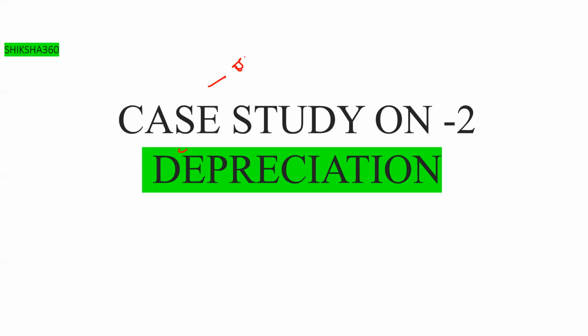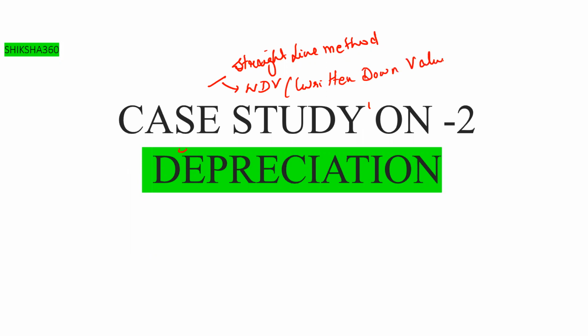Two types of depreciation: one is the straight line method, and the second one is the WDV, written down value method. On the basis of that, we will now discuss one question.